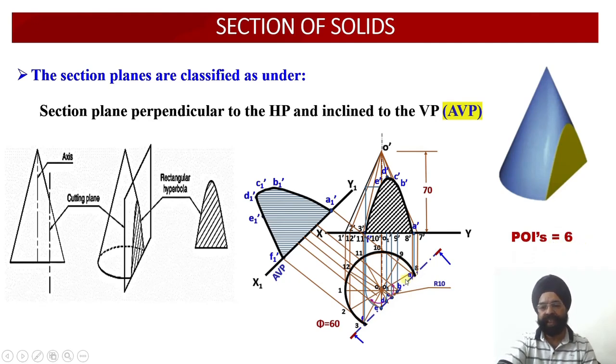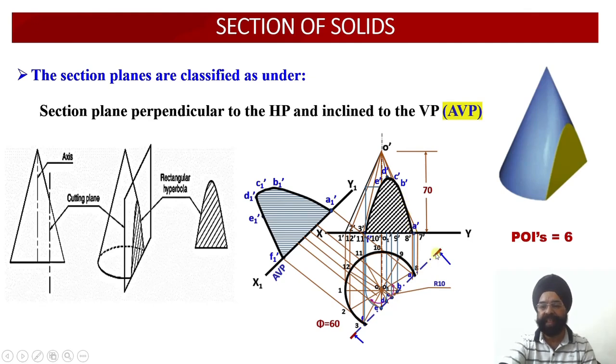Now since this cutting plane is cutting this cone at an angle of 60 degree to the vertical plane, whatever front view we are going to obtain in this case will be the shortened front view. This view will give us only the apparent shape of this cut section, that is this rectangular hyperbola. So we are not going to get a perfect rectangular hyperbola, it will be a smaller shape of this rectangular hyperbola which we are going to obtain.